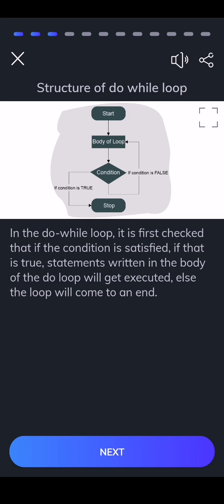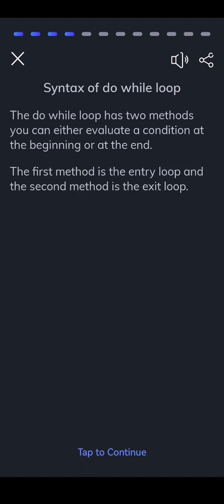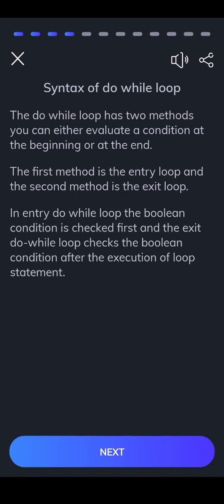In the do-while loop, it is first checked if the condition is satisfied; if that is true, statements written in the body of the do loop will get executed, else the loop will come to an end. The do-while loop has two methods. You can either evaluate a condition at the beginning or at the end. The first method is the entry loop and the second method is the exit loop. In entry do-while loop, the Boolean condition is checked first and the exit do-while loop checks the Boolean condition after the execution of the loop statement.